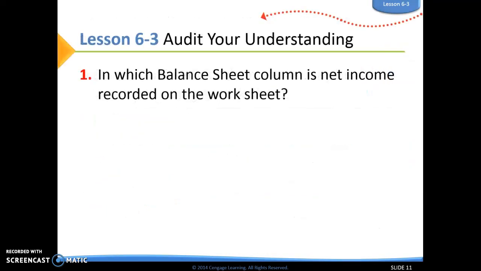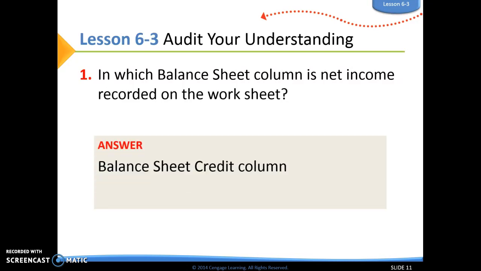All right, now let's look at the audit your understanding. Number one, in which balance sheet column is net income recorded on the worksheet? So when we see net income, where would we see that on our balance sheet columns? Debit or credit? That would be our credit column.